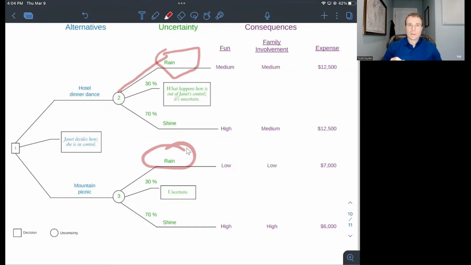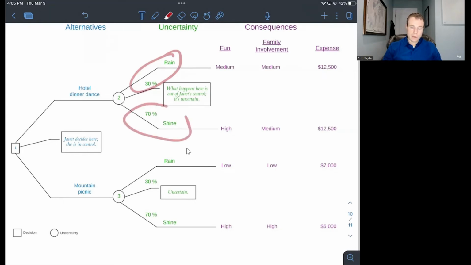But what she can do is take base rates. Base rates are a statistical concept that means if you were not influencing the results at all, we just took a random sample, how likely is something to happen? So instead of her trying to predict, is it going to rain or not, this is about saying, on average, how often does it rain in this location? And if we know that there's a 30% chance of rain, then there's a 70% chance of shine, right? And so if it doesn't rain, then she's looking at these consequences.